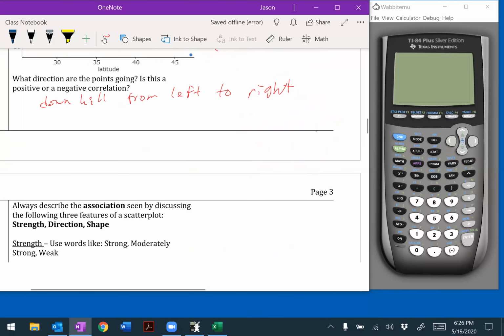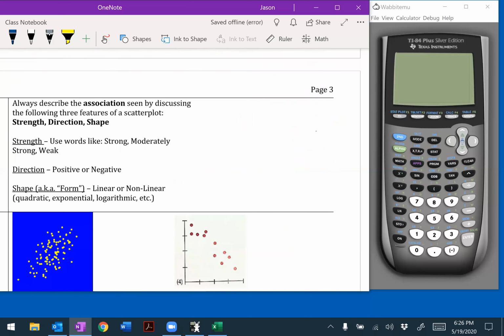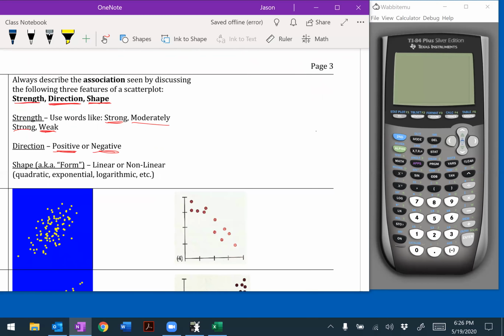Okay, so let's talk about this association. We always describe the association seen by discussing 3 features of a scatter plot: the strength, the direction, and the shape. For strength, we use words like strong, moderately strong, or weak. For direction, we use words like positive or negative, because again, you're thinking of this in terms of a line. And the shape, is it linear or is it non-linear? Is it a line or is it something other than a line?